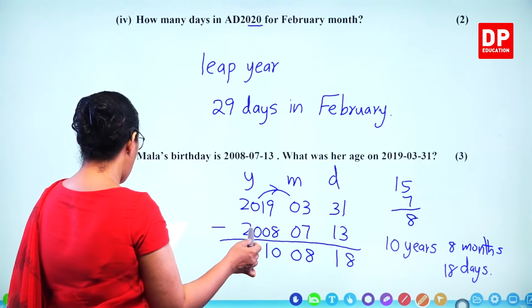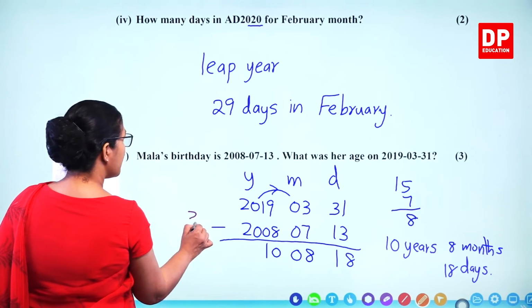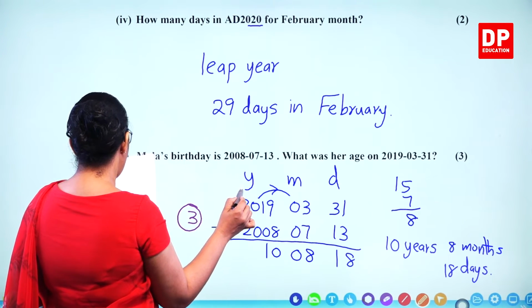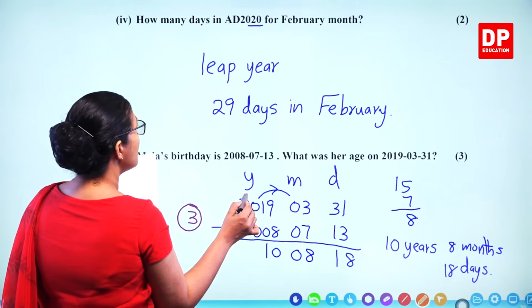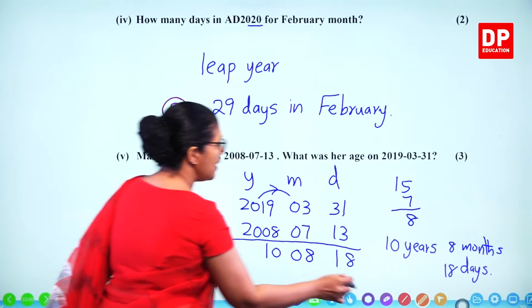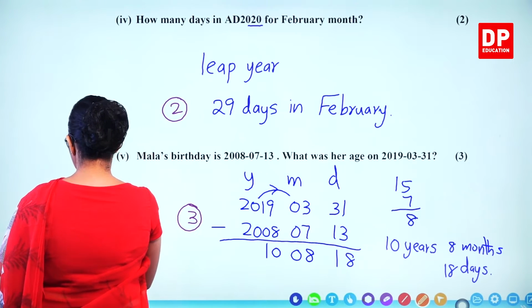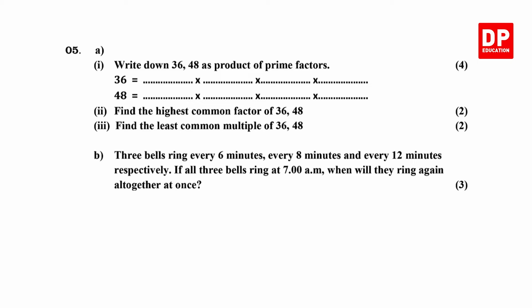So let's give marks. 3 marks here. And this one, 29 days, 2 marks. So we gave 6 before, this 5, 11 marks for that question. Question number 5.